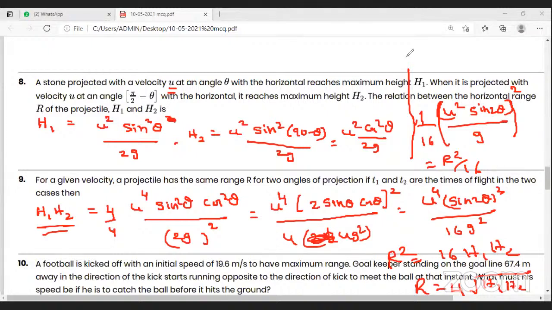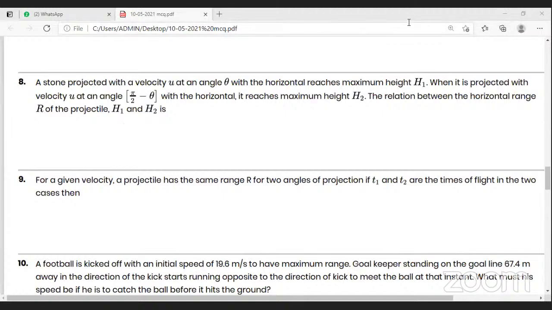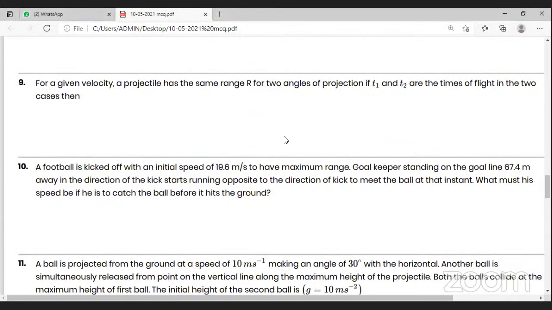Now, for a given velocity, the projectile has the same range r for two angles of projection. If T1 and T2 are the times of flight in the two cases, then they're asking here the relation between range and T1 and T2. What is the formula for total time of flight? 2u sin theta by g. Very good. And what is the formula for T2 then?